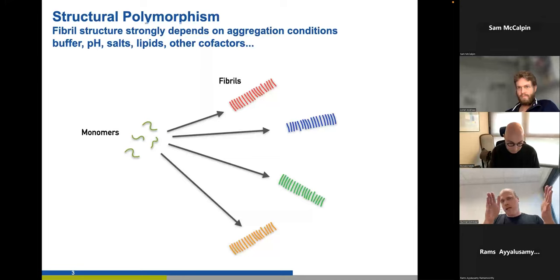And it seems like the structural polymorphism is much more pronounced for all the in vitro preparations than for the ex vivo structures that we've seen. For most of the ex vivo structures that were extracted from tissue, there seemed to be either just one polymorph or maybe two, but not five or eight, which we sometimes see in in vitro preparations.